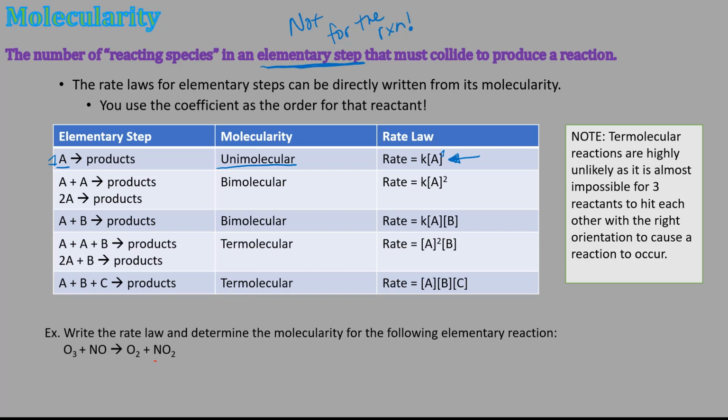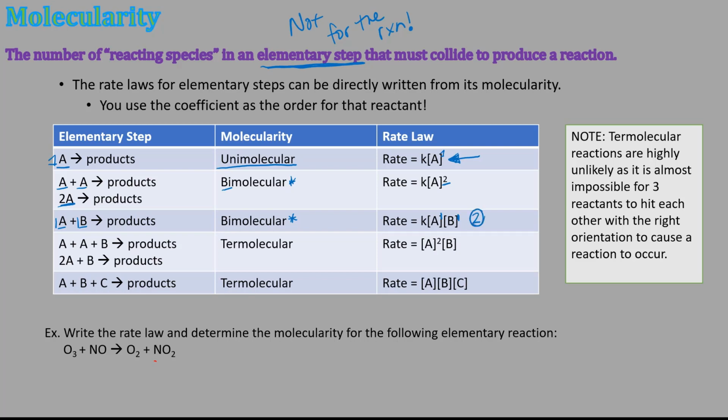If you have two reactants, either they're both the same thing, or you have an A and a B, those would both be bimolecular because we have two reactants. So it's bimolecular, like bicycle has two wheels. It would be A squared for this one, or it'd be A to the first, B to the first, because those are their coefficients. That would still be second order overall.